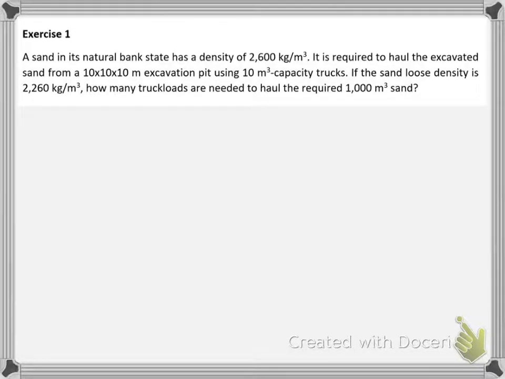Hello everyone. In this video we'll go through two exercises of how to calculate the soil volumes in different states. So the first exercise here: we have a sand in its natural bank state that has a density of 2600 kilograms per meter cube. It's required to haul the excavated sand from a 10 by 10 by 10 meter excavation pit using 10 cubic meter capacity trucks.